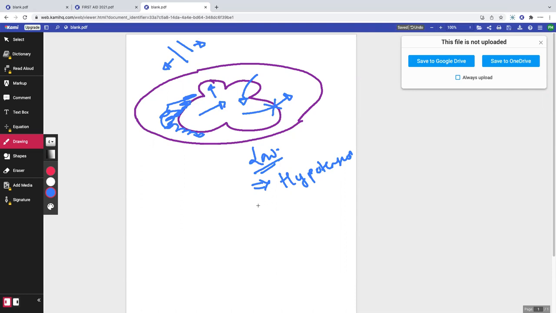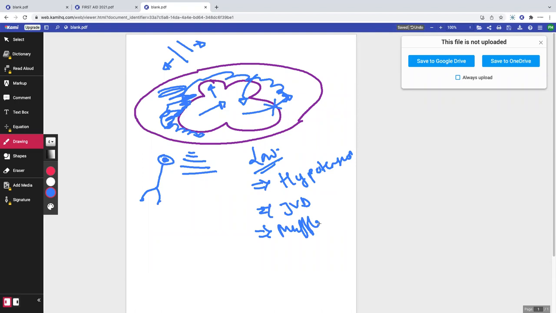Another one, all this blood that's accumulating in the cardiac space, if we try to auscultate the heart sound with our stethoscope, can we get muffling of the heart sound? Yes or no? Muffled heart sound means that the heart sounds are not clear, because the sound has to travel through all this fluid and then be transmitted through the stethoscope. The heart sounds are going to be muffled. So we will say muffled heart sound.